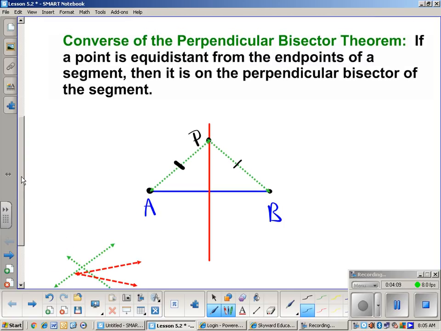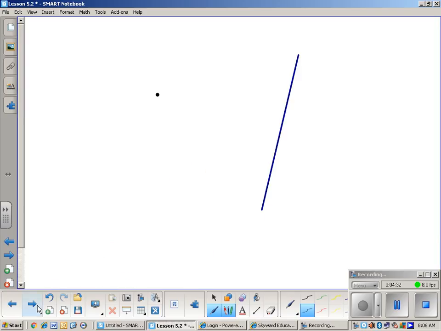If this distance from here to there is equal to this distance from here to there, then this point must be on a line. It must be on a line that contains the perpendicular bisector to that segment. And so that's what the converse is saying. All right? So, question for you.